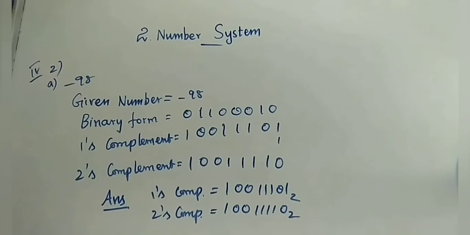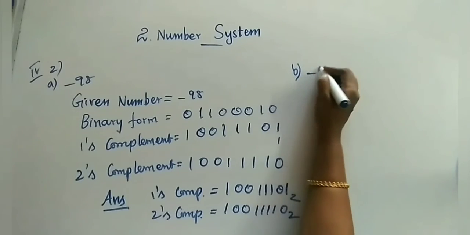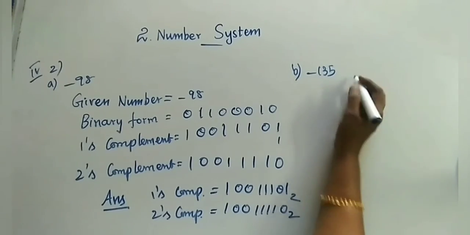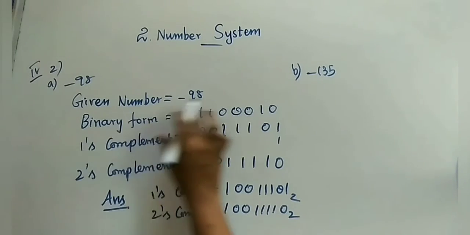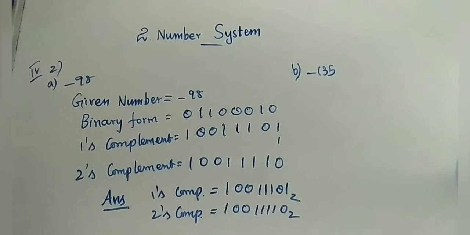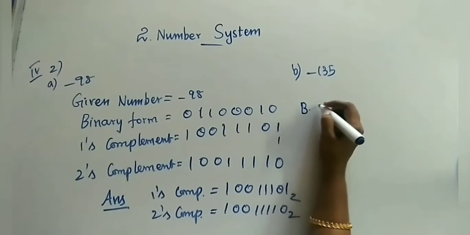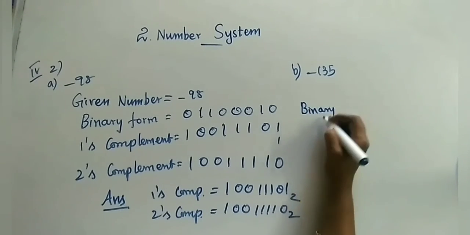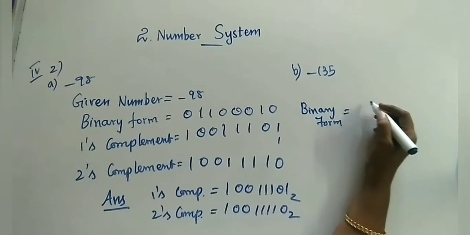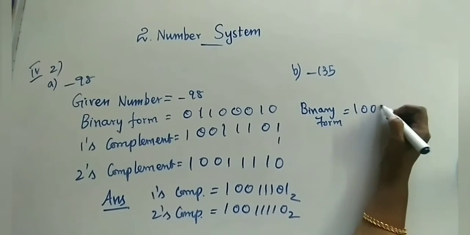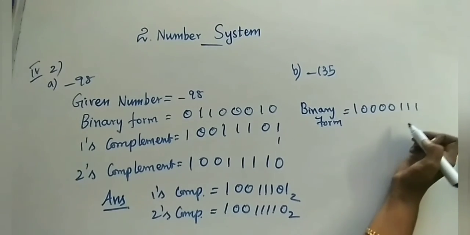And next it is your B part. It is minus 135. How do you have to proceed? Yes, as usual, first the given number you have to write out. That is your minus 135. Next you have to write the binary form. Okay? Do it neatly. Binary form: what will you be getting? For 135, it is 1, 4 zeros, 1, 1, 1.